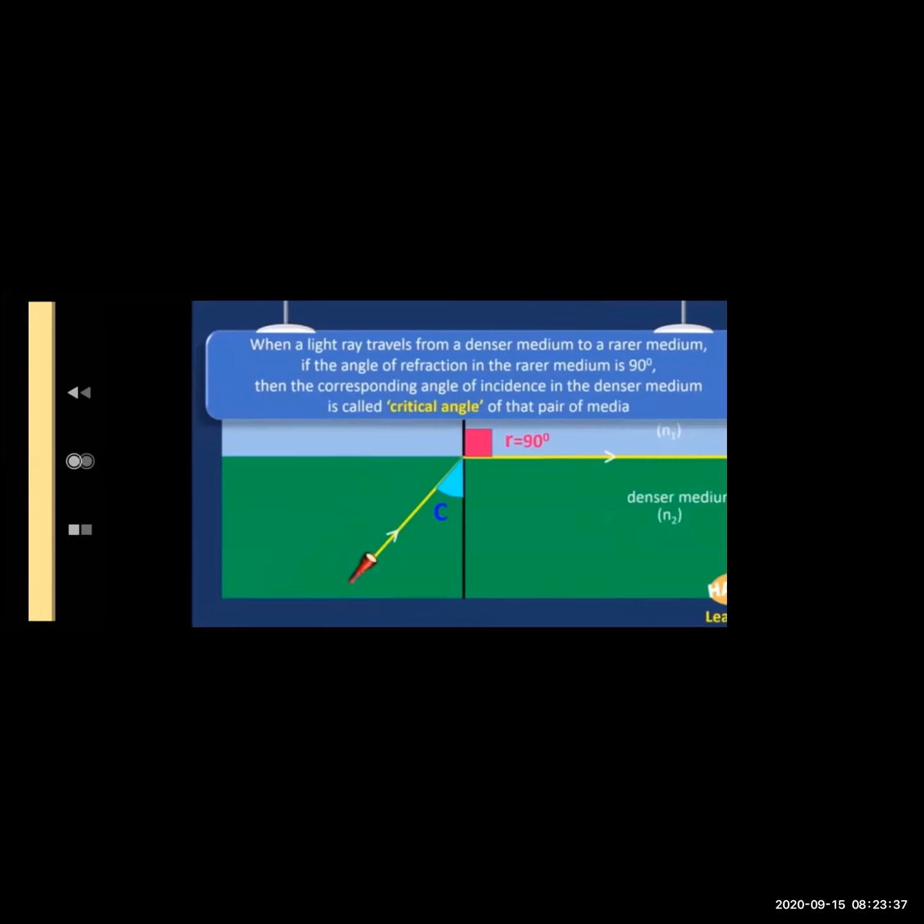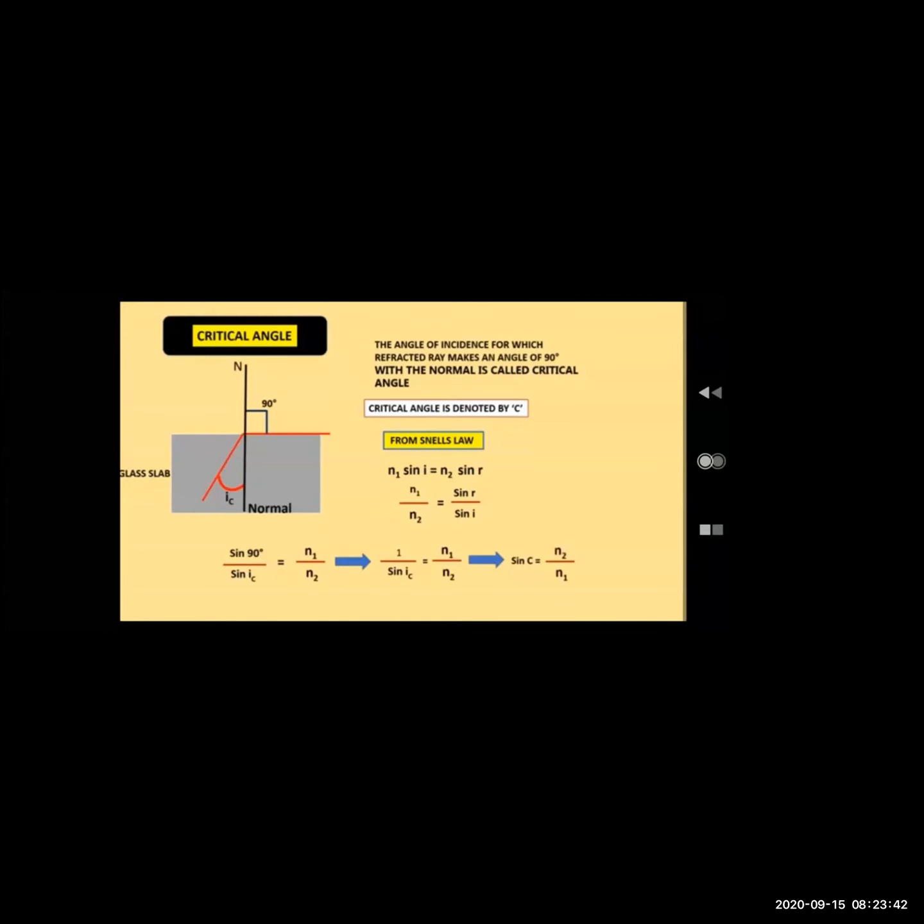This also we studied in the previous class, students. You can look at the ray diagram. Whatever points I am telling you, see them on your phone screen. In the ray diagram, IC is written. IC means critical angle, for which the angle of refraction is 90 degrees. There are two media: one is glass and the other is air. The angle of incidence for which the refracted ray makes an angle of 90 degrees with the normal is called the critical angle. Critical angle is denoted by C.